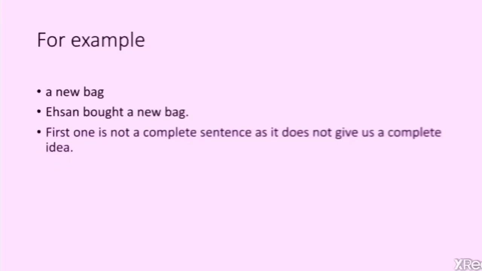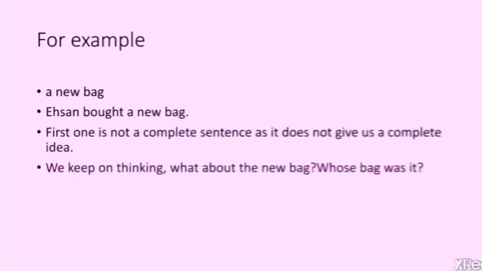For example, a new bag. Another example is here: Ehsan bought a new bag. Let's see what is the difference between both the examples. The first one is not a complete sentence as it does not give us a complete idea. We keep on thinking, what about the new bag? Whose bag was it?